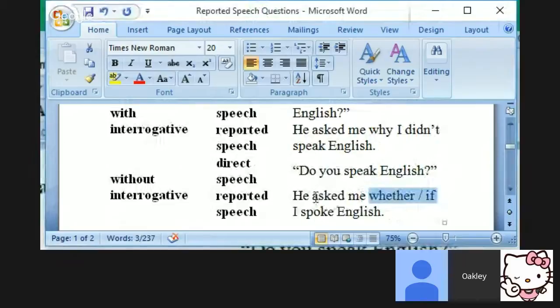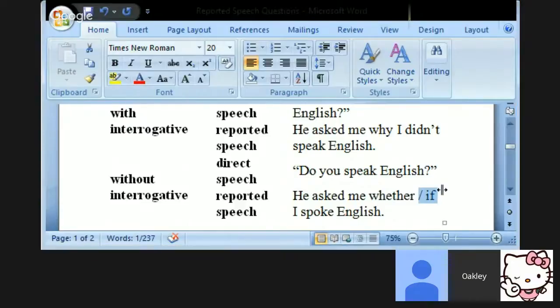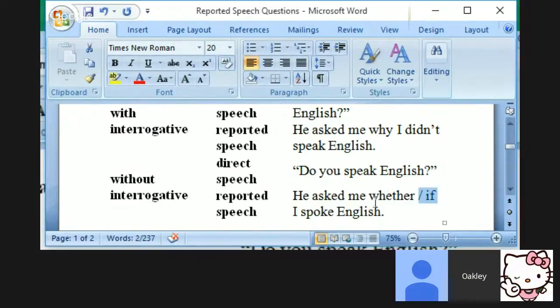Okay, I personally have a hang-up with using whether. I guess this is my personal problem, but I will share it with you now. I have no problem using if. He asked me if I spoke English. When I use whether, I guess I had some teacher who influenced me as a child.